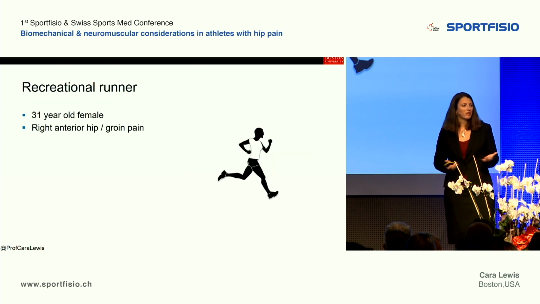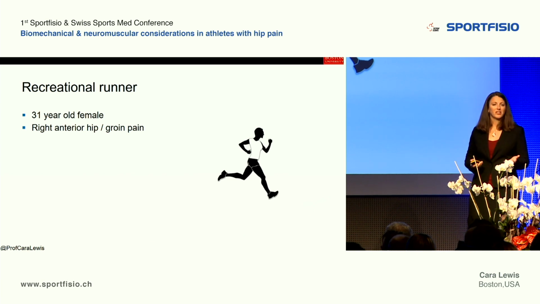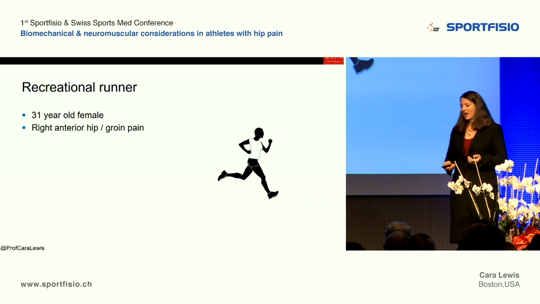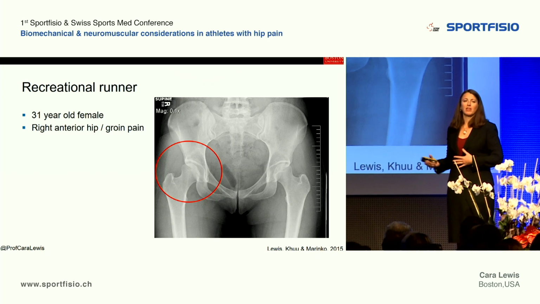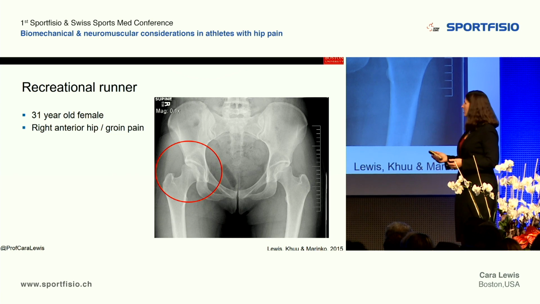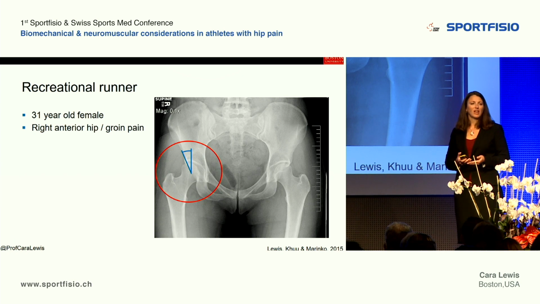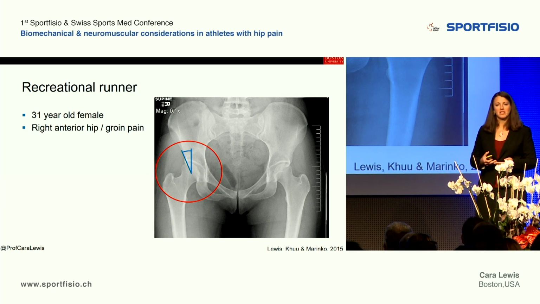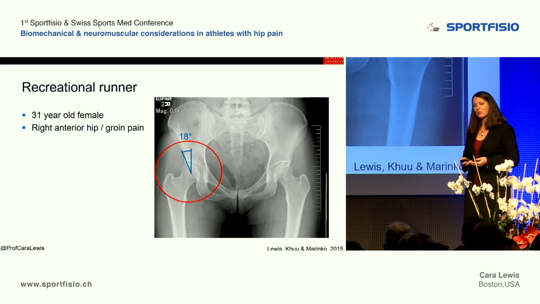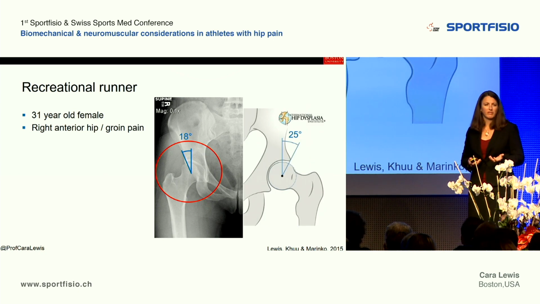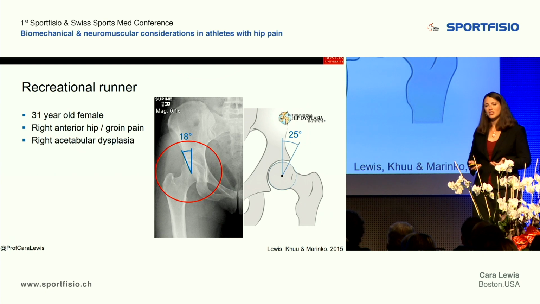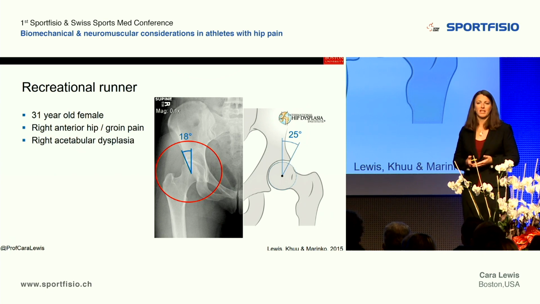So she was a 31-year-old female. She had right anterior hip or groin pain. And one of the first things that happens when somebody comes in with pain is they end up with imaging studies. And so if we look at her AP pelvis view here, we measure that center edge angle. So how much of the acetabulum is covering the femur. And for her, it was 18 degrees. Now, in some of the talks, we've already seen that a normal center edge angle would be 25 degrees. So for her, she has right acetabular dysplasia.